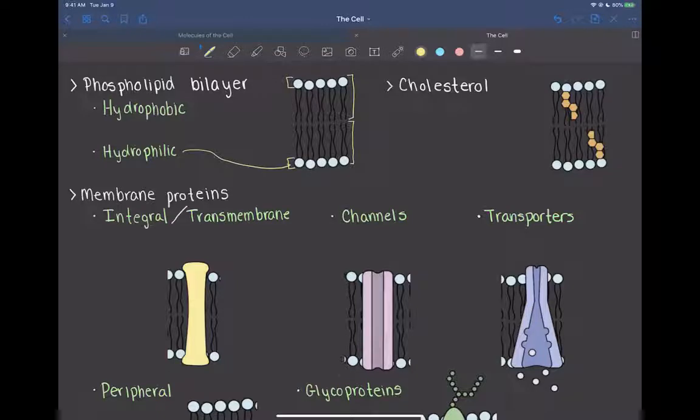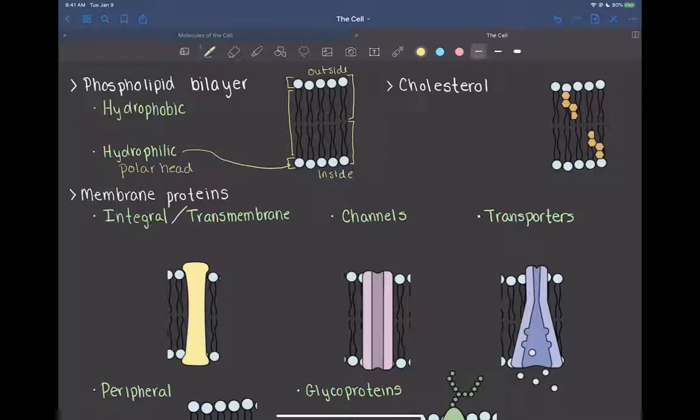Okay, so hydrophilic, this is the polar head of that phospholipid. This is going to face both the inside, that intracellular fluid, and the outside of the cell, because both of those areas are made of primarily water, and so you want something that is polar to face each of those areas.